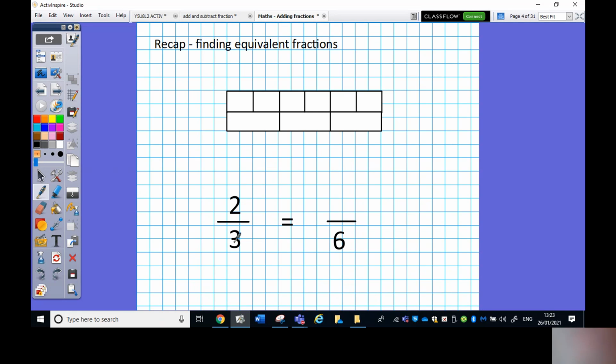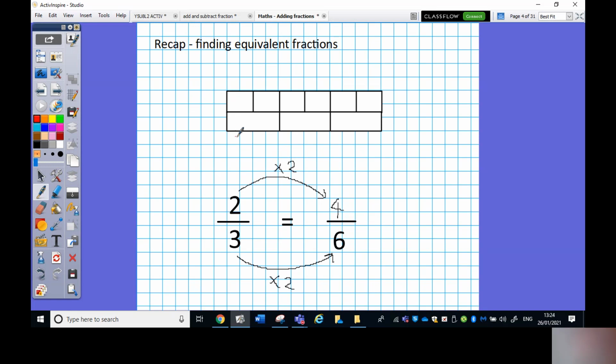Now we're going to find equivalent fractions. So here we have 2/3 and we're trying to find the equivalent in sixths. So what must we do? We're going to see how many times 3 goes into 6. What must I do to 3 to get 6? Good, I need to multiply it by 2. And whatever I do to the denominator, I need to do to the numerator. Well done. So I multiply that by 2. 2 times 2 equals 4. Great.